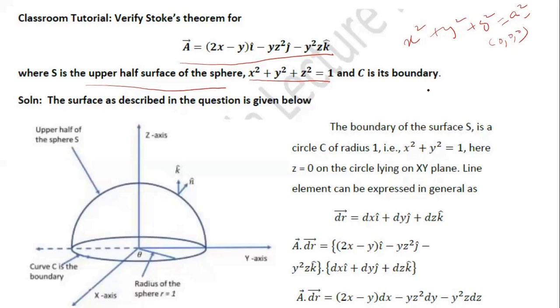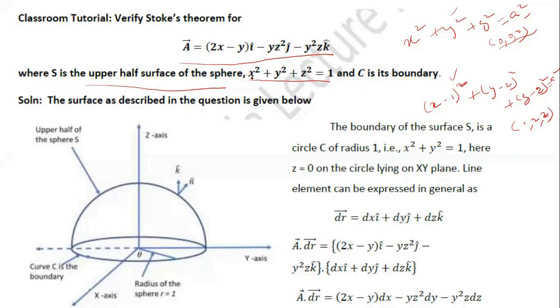If the center is at another point, then it is x minus 1 whole square plus y minus 2 whole square plus z minus 2 whole square equal to a square. So if you have the center of the sphere at the coordinates 1, 2, 2, this will be the equation of the sphere. But when the center of the sphere is at the origin, that is 0, 0, 0, this is the equation of the sphere. So the radius of the sphere here is 1 only, right?